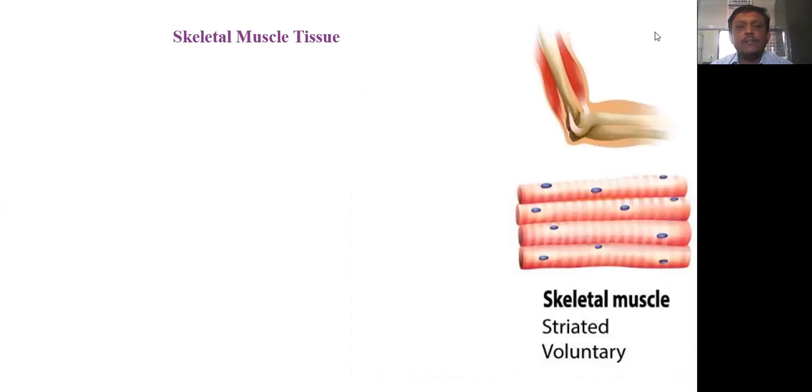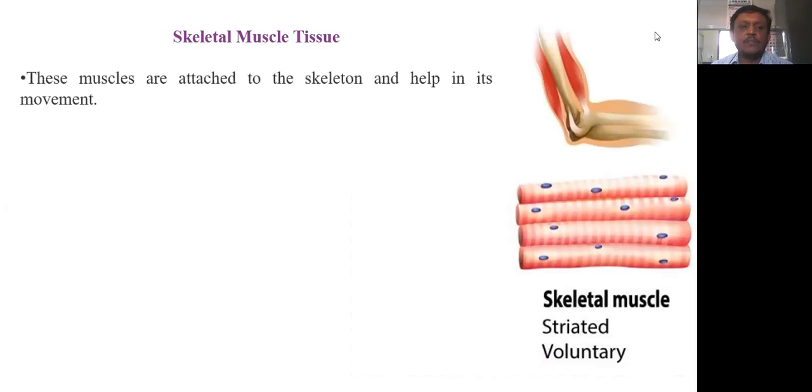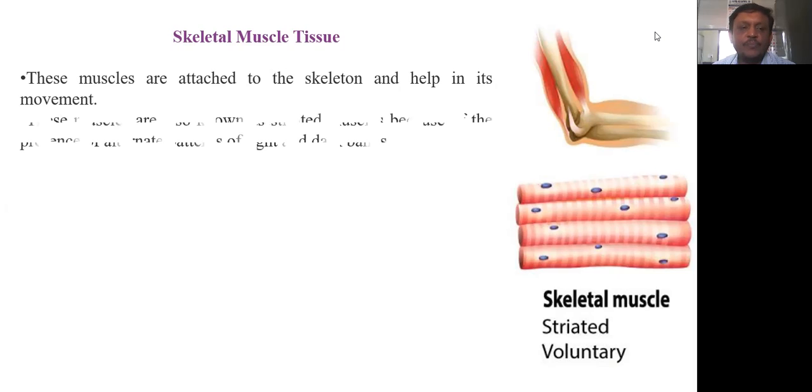Firstly, we will discuss a brief description of the skeletal muscle tissue. So skeletal muscle tissues are attached to the skeleton and help in its movement. So the name itself indicates these are the muscles which are attached to the skeleton or the bones, and they help in movement, as shown in the diagram also. The upper diagram shows skeletal muscles which are attached to the bones.